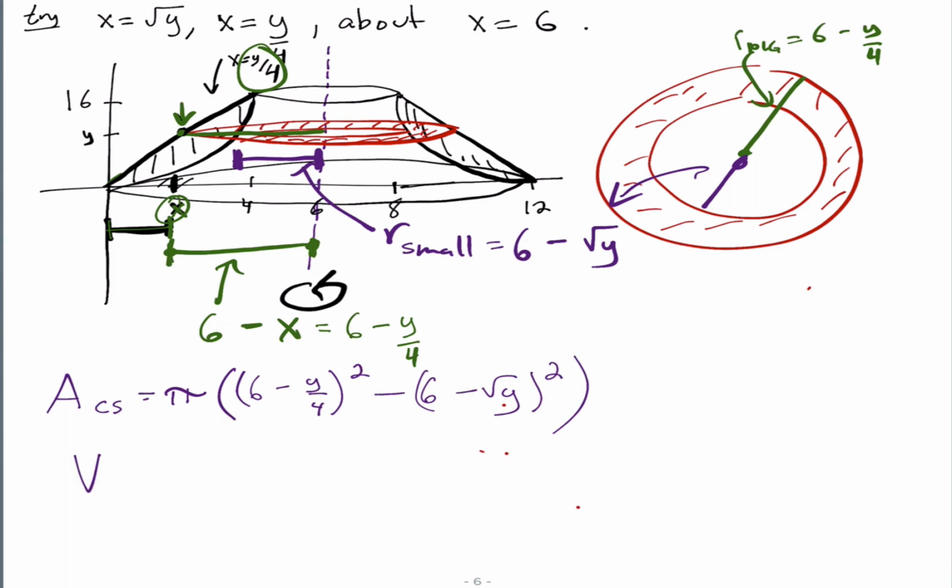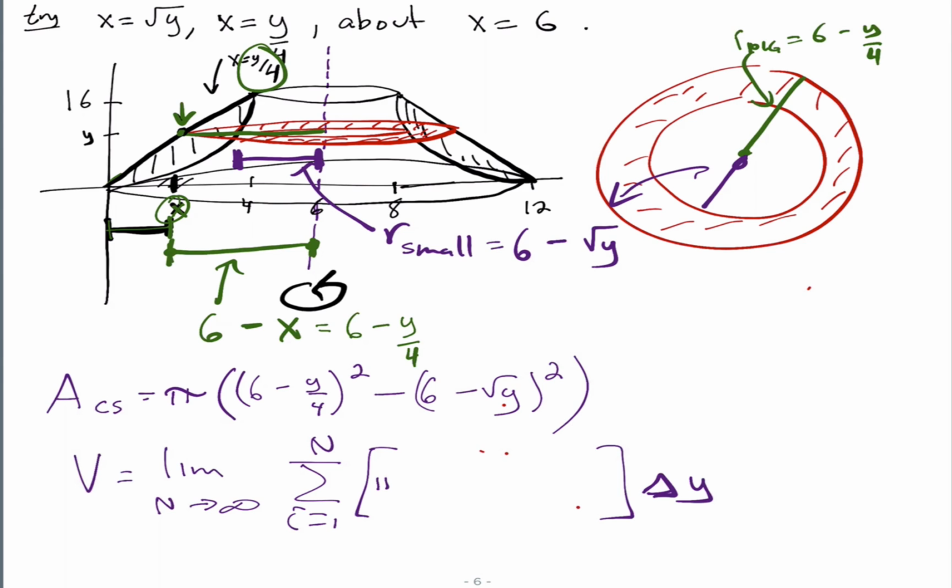So then the volume is equal to the limit as n goes to infinity of the sum i equals 1 to n of all that stuff delta y, right? I'll put the pi on the outside. I feel like I'm going to need the space here. So it's going to be 6 minus y sub i over 4 squared minus 6 minus square root of y sub i squared. Okay, now that is equal to the integral.